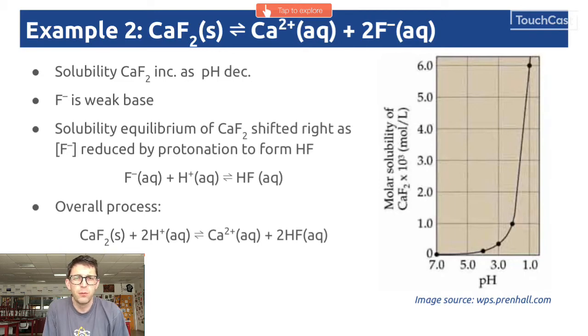Why does this happen? Well, this happens because fluoride is a weak base, right? So we can shift the solubility of calcium fluoride right just by protonating this fluoride anion. And you can see the overall process represented in the equation just below.